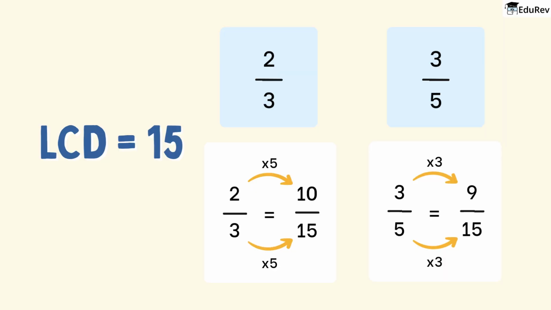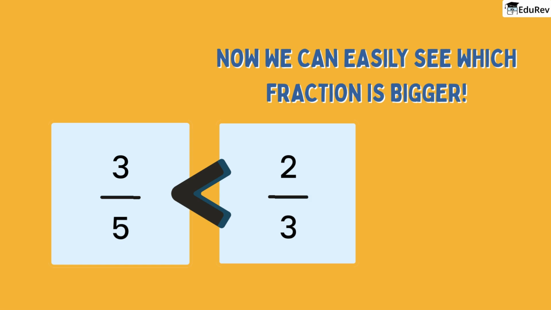We find the LCM of denominators 3 and 5, which is 15. So we multiply both fractions, both numerator and denominator, with a number that will make the denominators 15. So in 2/3 we multiply both 2 and 3 with 5 and get 10/15, and same for 3/5, we get 9/15. Now we compare 10/15 with 9/15 and we know that 10 is greater than 9. So 2/3 is greater than 3/5.